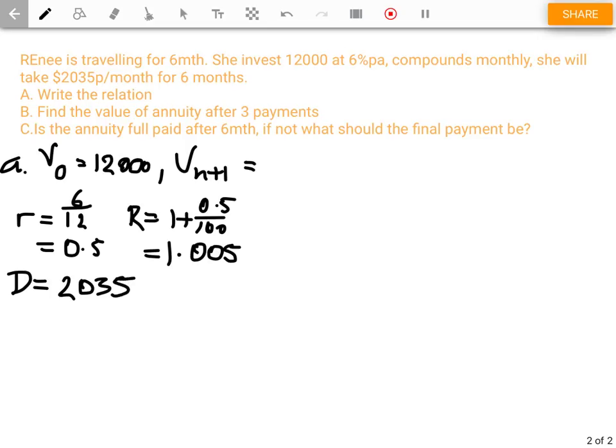Anyway, enough of that. Our recurrence relation is Vn+1 equals 1.005 times whatever Vn is, take 2,035 away. So that is our recurrence relation.